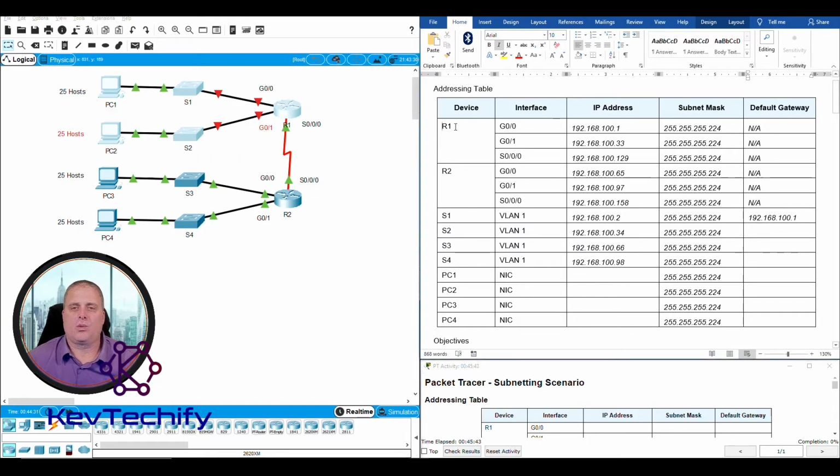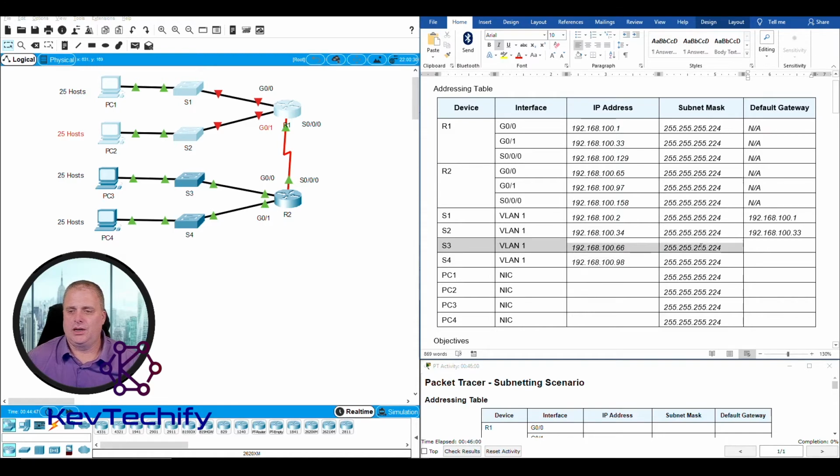S2 is on this network right here, the one with the gig 01 interface. If we go up to R1 here, look at gig 01 interface. This is our default gateway address, 192.168.100.33.